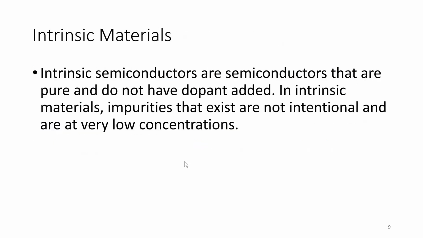So intrinsic materials are semiconductors that are pure and do not have dopant added. In intrinsic materials, impurities that exist are not intentional and are at very low concentrations, meaning that if this is silicon, you only have silicon atoms in the structure, and even if you have impurities, they are not intentional. It's just impurities that are there, but actually you don't want them.